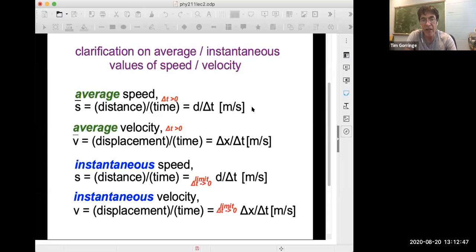Now, I should make a quick clarification, because sometimes we'll talk about average speed and average velocity. When we talk about average speed, average velocity, all we mean is that the time interval for the trip is finite. It's the average speed or average velocity for the entire trip of the car. Sometimes we also talk about instantaneous speed, instantaneous velocity.